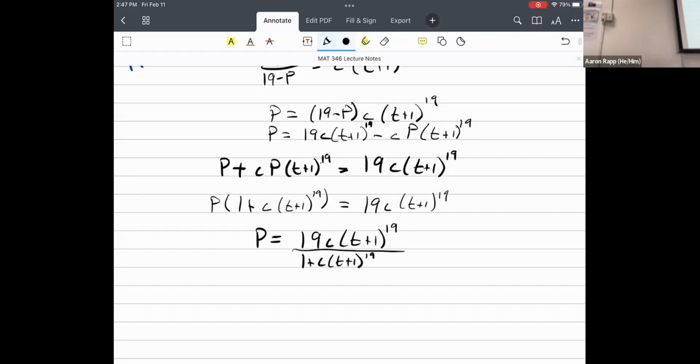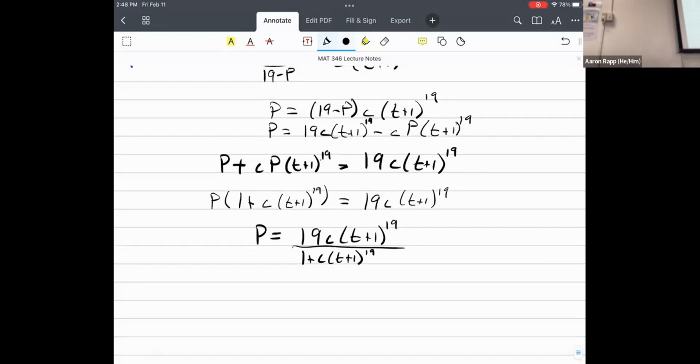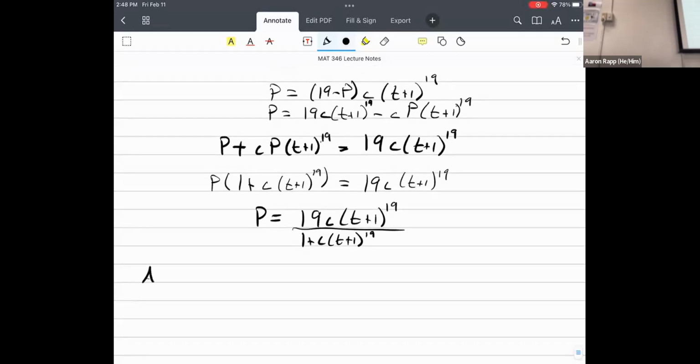We said that on the day the researchers went in and counted the number of mice, they saw 10 mice. We said we're going to let t equal 0 be that time. So we're going to apply that P of 0 is equal to 10 to find out what that constant c needs to be.